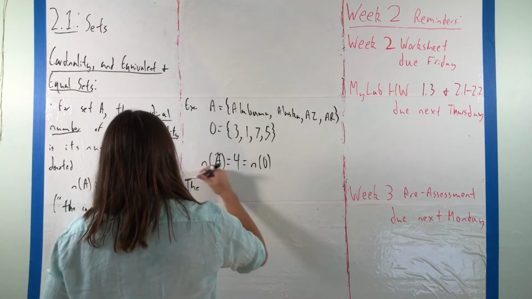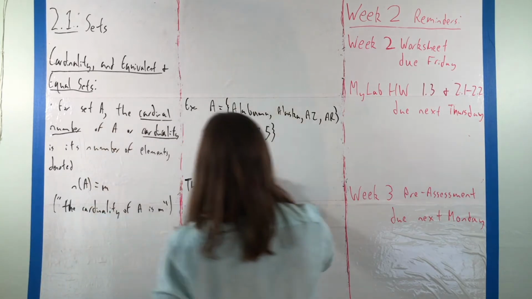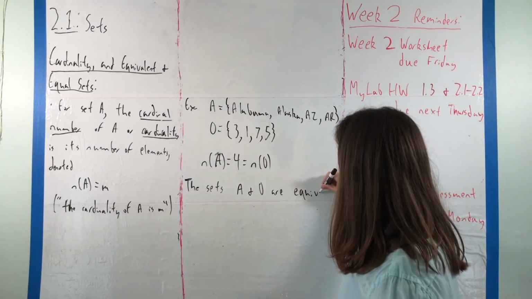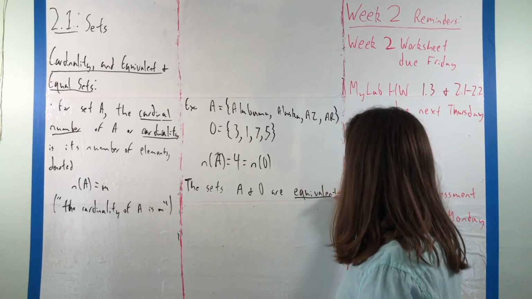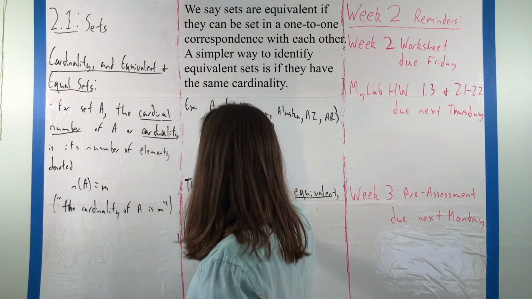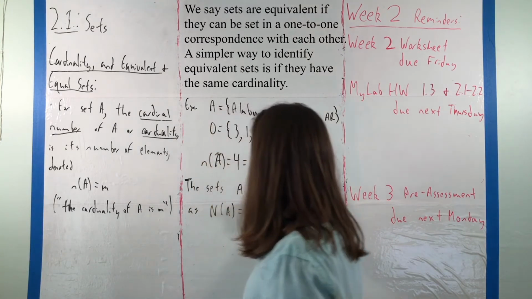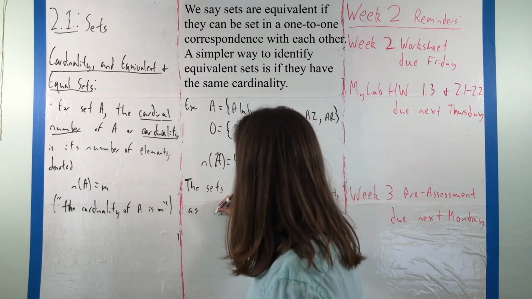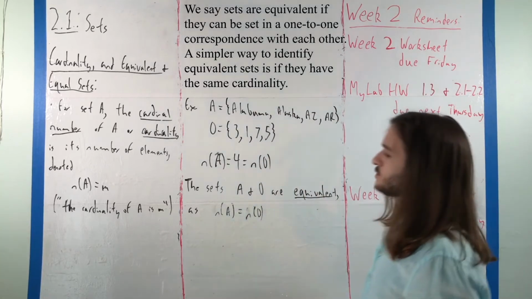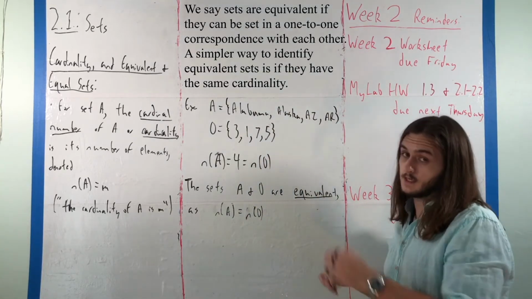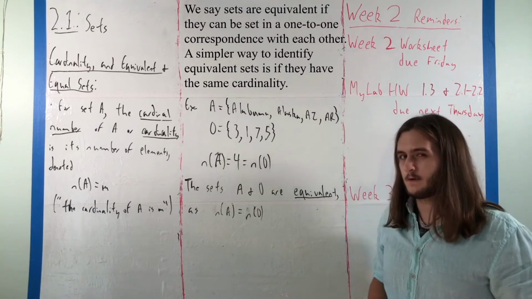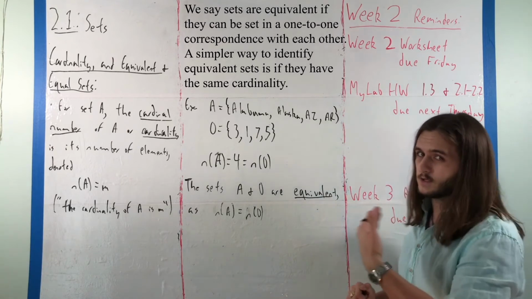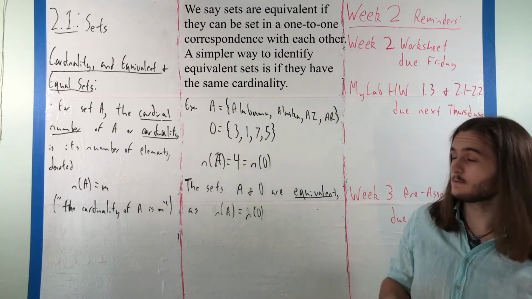Because they have the same number of elements, we can say that the sets A and O are equivalent, as the cardinalities are the same. Cardinality of A equals the cardinality of O. The definition for equivalent sets is sets with the same cardinal number. The other way we can talk about that, the more meaningful way, but it doesn't matter quite as much to us, is to say that there is what's called a one-to-one correspondence between them.